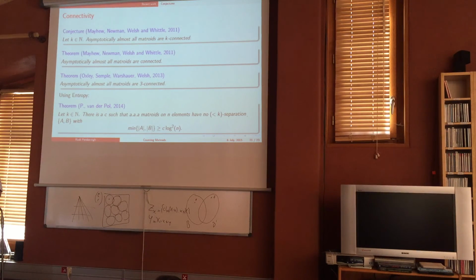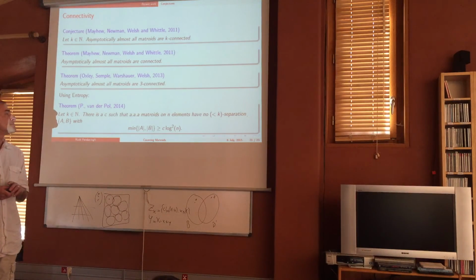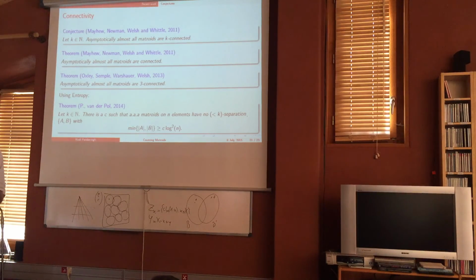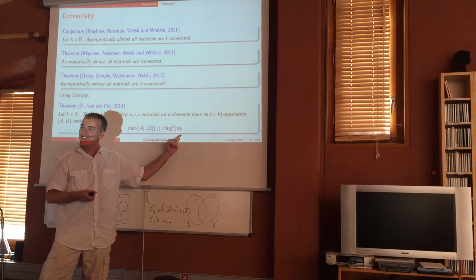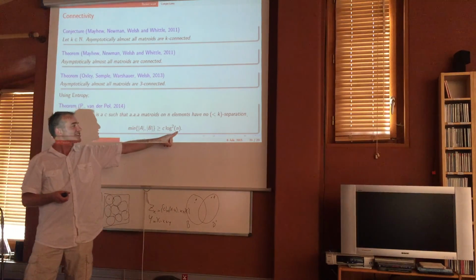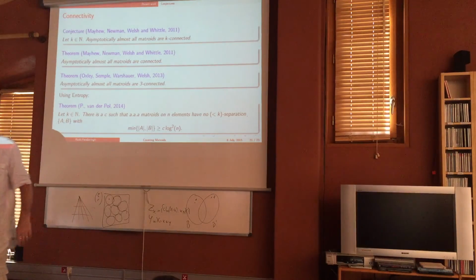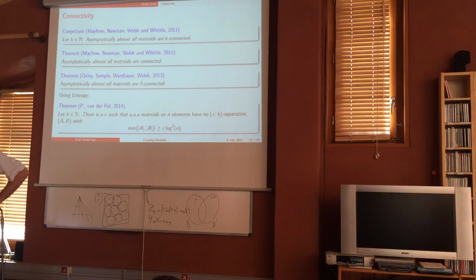That bound doesn't depend on K though, does it? If it depended on K and not n, then you'd have a proof that asymptotically almost every matroid was K-connected. So the C log squared n, if that was a function of K and not of n, that would be nice. But it is a function of n. If you had a different theorem, it would be very nice. Yeah, I agree.